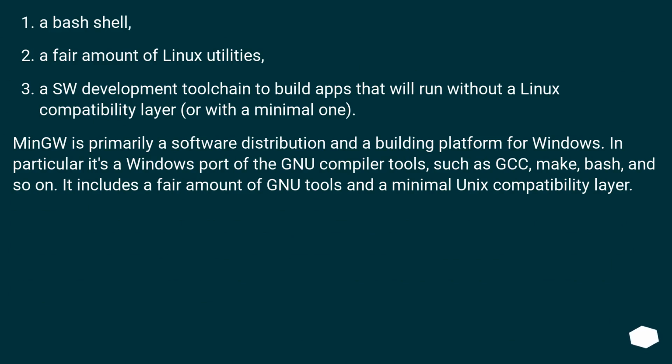MinGW is primarily a software distribution and a building platform for Windows. In particular, it's a Windows port of the GNU compiler tools, such as GCC, Make, Bash, and so on. It includes a fair amount of GNU tools and a minimal Unix compatibility layer.